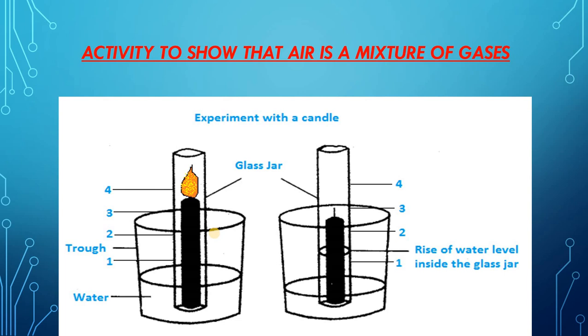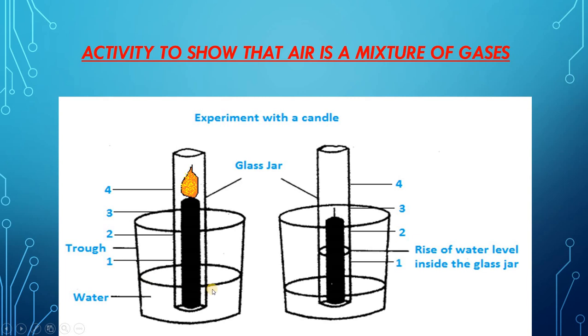Now, the next one is an activity to show that air is a mixture of gases but not a single gas. So, for this, you have to take a trough. This one is known as a trough. Trough means a kind of vessel. Place a gas jar stand in it. This is a glass jar, gas jar, whatever you can say. Now, fix a candle on the gas jar stand. Now, fill the trough half with water.